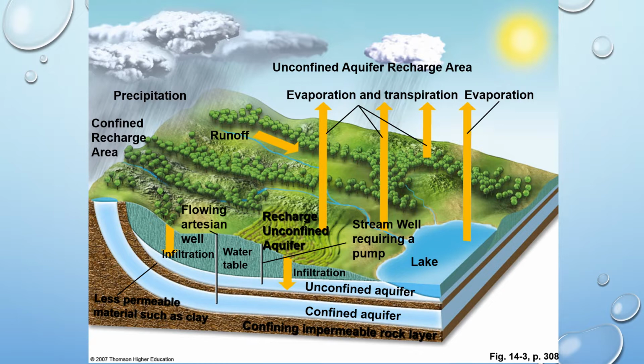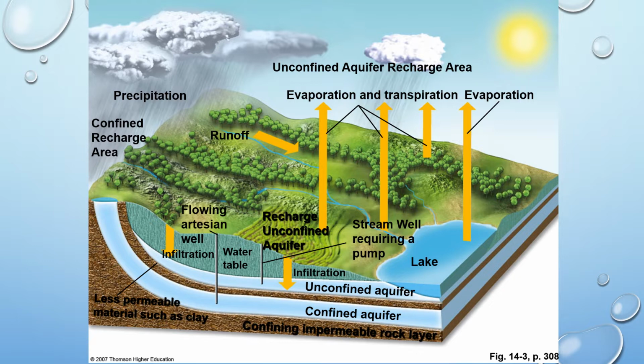And this level can fluctuate up or down depending on the amount of precipitation or just the general climate of the time. So during times of drought, that water table will drop. And during times of a lot of precipitation, the water table will rise.